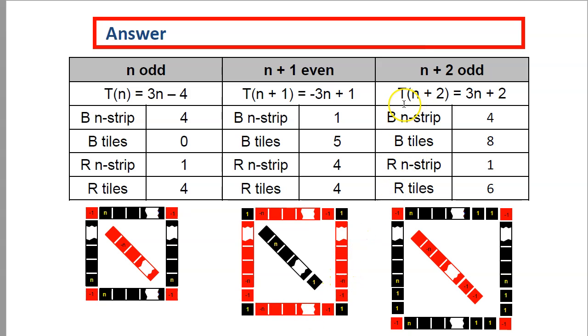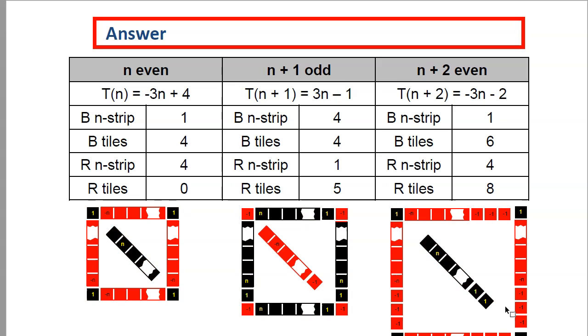And then n plus 2 odd. So we have 4 black end strips because we're back to the odd figure. So those are them. And we have 8 black tiles. Why is that? It's because each of those end strips has grown by 2, and there are 4 of them. And then 1 red end strip and 6 red tiles. And why is that? Because we have 2 here from the red strip growing, and then our 4 corners.